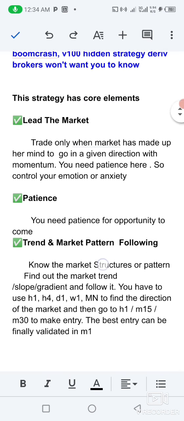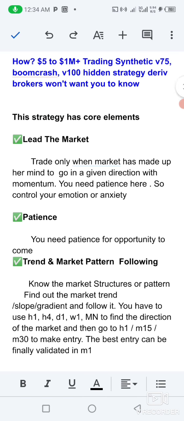Leading market means you need to patiently wait for the market to take a definite direction, to run into a trend, start trending. Then you wait for some retracement to enter the market in the direction of the trend. Never trade against it. It is very painful to trade against the direction of the market. I'm telling you the truth.